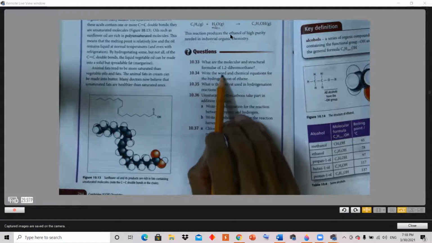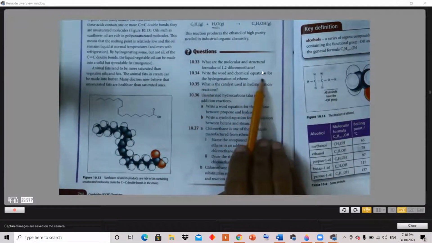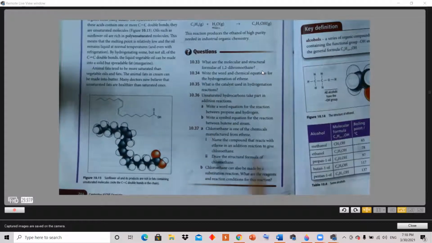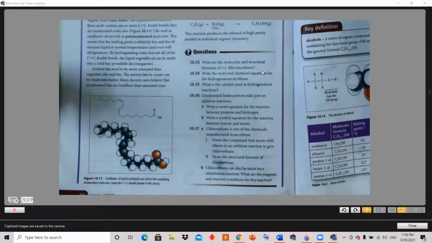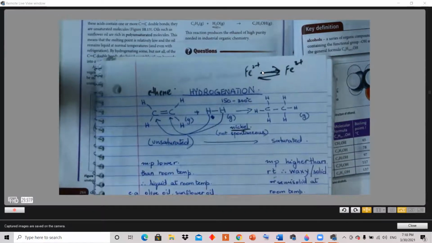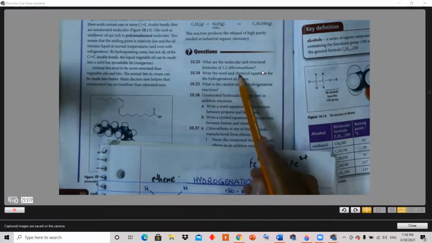Yes, Miss. If anybody wants me to explain in detail, please raise your hand. Write the word and chemical equations for the hydrogenation of ethene. We just did. This here is the structural equation. Oh, sorry, we are asking for the chemical equation. So write down the chemical equation.